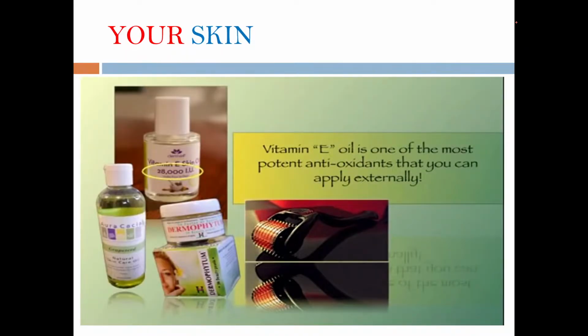Your skin. Vitamin E. Vitamin E is one of the most potent antioxidants that you can apply externally. What you need to know about vitamin E is that it is fat soluble and will easily slide in through your skin to the cells. And vitamin E, like I said, has the opposite effect of smoke, because it negates oxidative stress, which depletes oxygen binding sites in the cells of the skin.